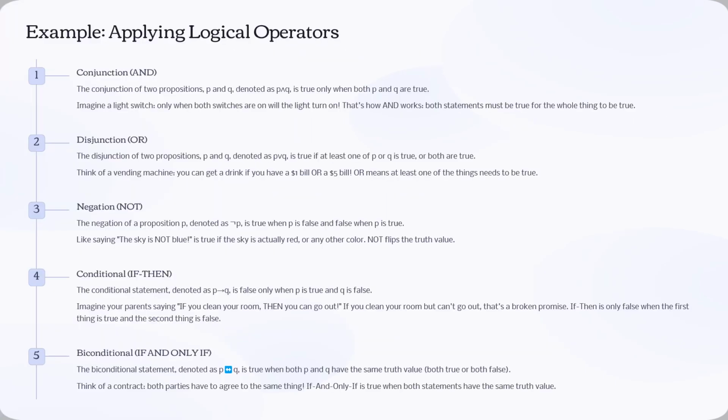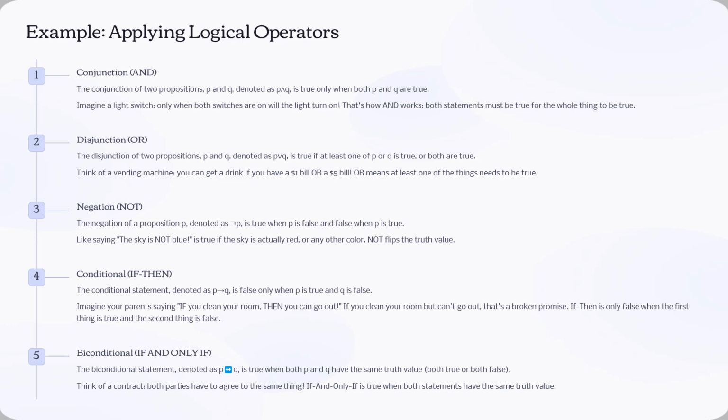Now, let's talk about logical operators. These are like the building blocks of logic statements, and they help us combine and modify propositions. We'll start with conjunction, which is like saying and. It's a bit like a double check, both statements need to be true for the whole thing to be true. Think of it like flipping 2 switches on a light, only when both are on does the light turn on.